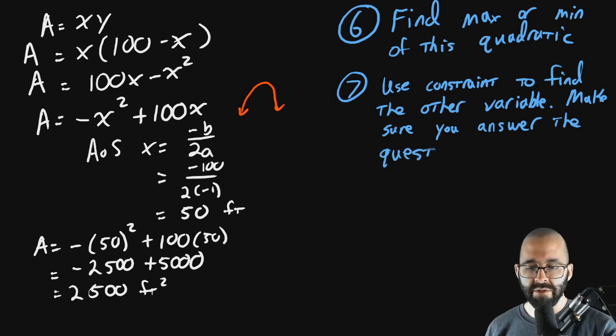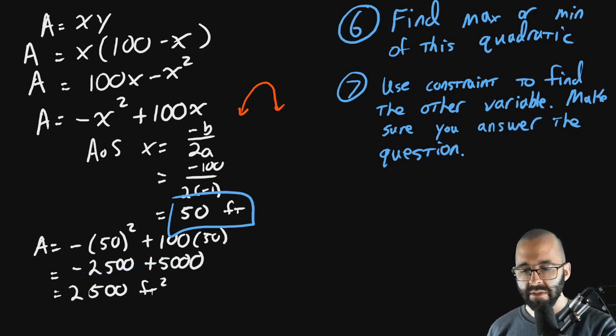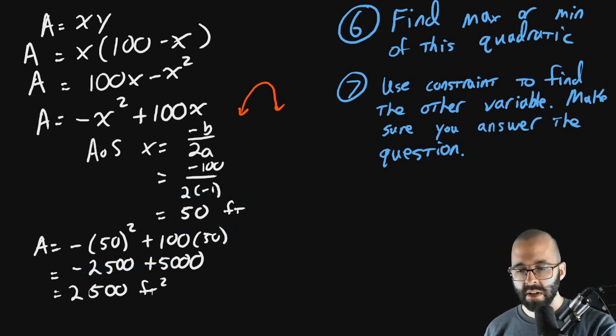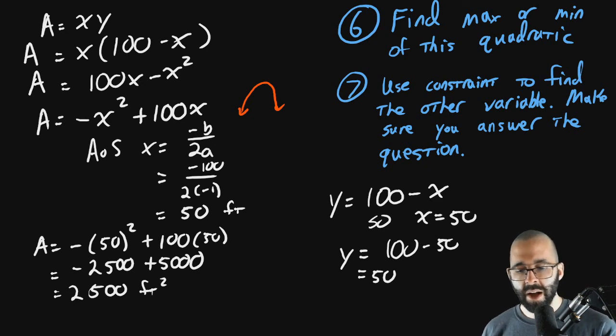So in this problem, it said find the dimensions that maximize the area. Well, I found one of the dimensions, and I found the maximum area, but we didn't find the other dimension. Right? Y, we said, was 100 minus x. If x is equal to 50, then the other dimension, if x is the length, y is the width, is 100 minus 50, or just 50. So that gives us the optimal dimensions for maximum area: 50 feet by 50 feet.